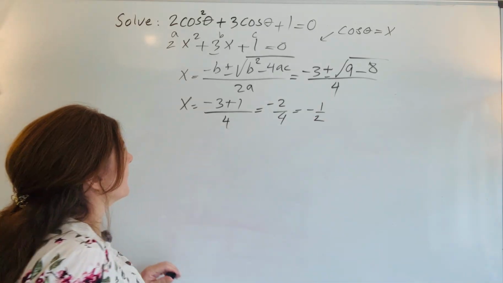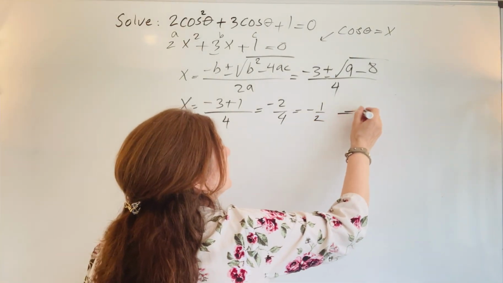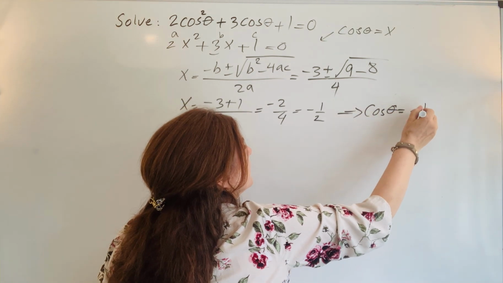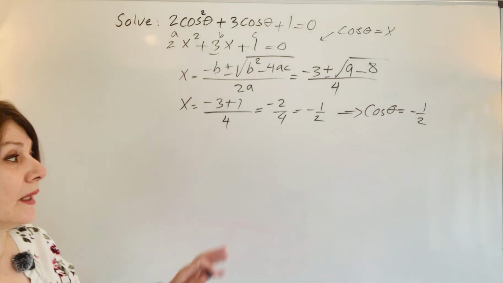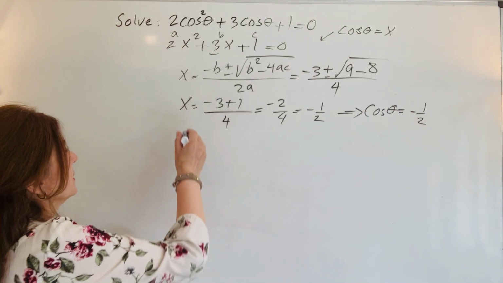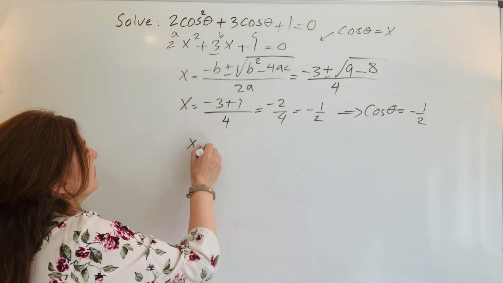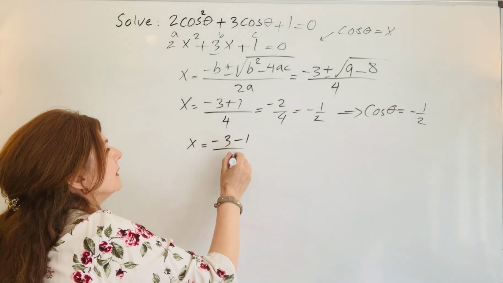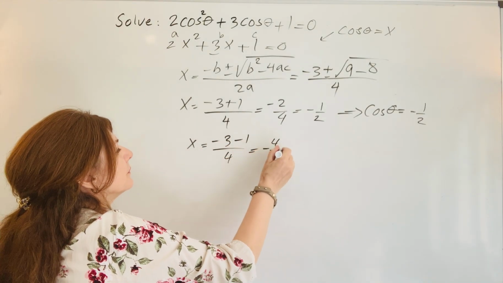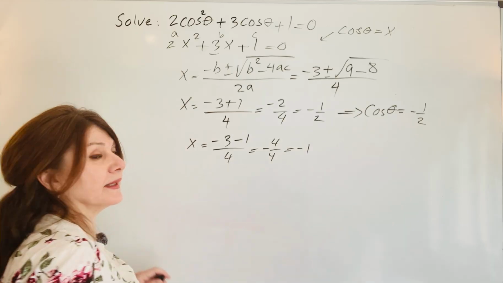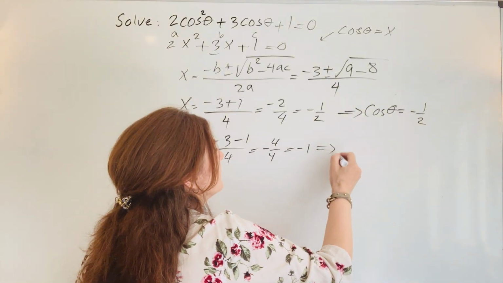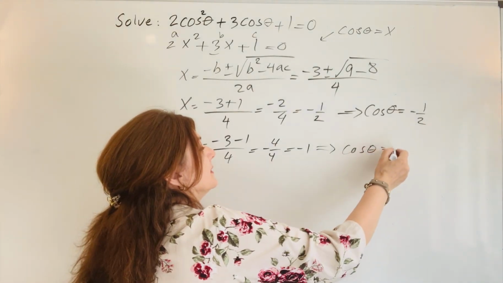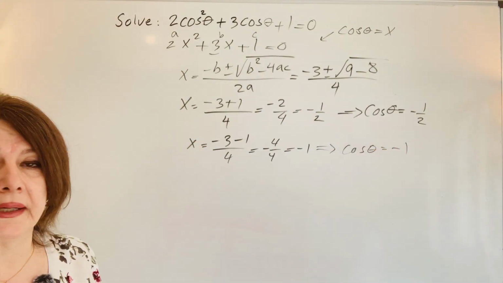So x is cosine theta, and cosine theta equals negative half. How about the other option? The other option is x equals negative 3 minus 1, which is negative 4 over 4, giving negative 1. So in this case, cosine of theta, because x is cosine of theta, is negative 1.